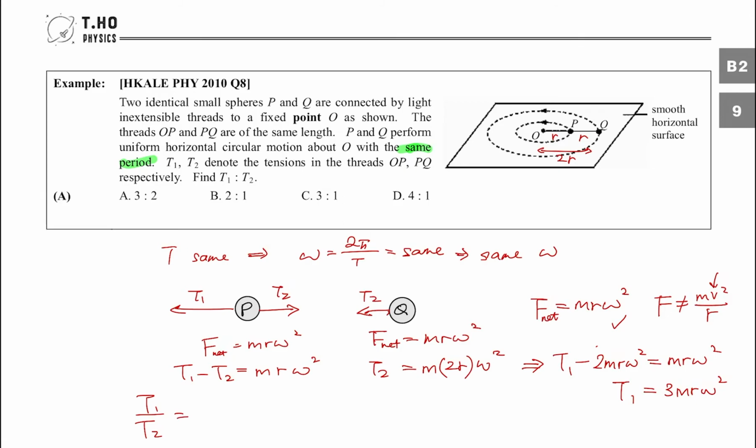T1 divided by T2 would be equal to 3mr omega squared over 2mr omega squared. You see that these all cancel out. So T1 to T2 is equal to 3 to 2.